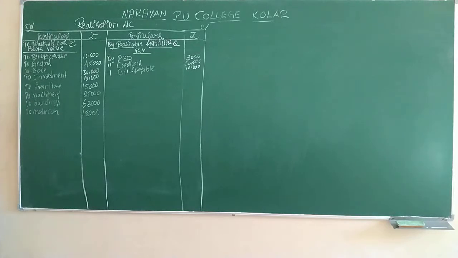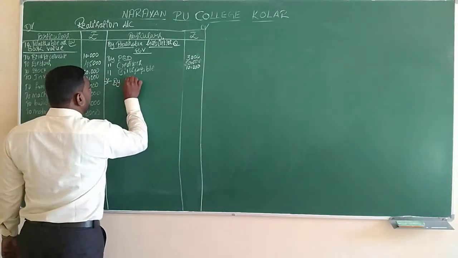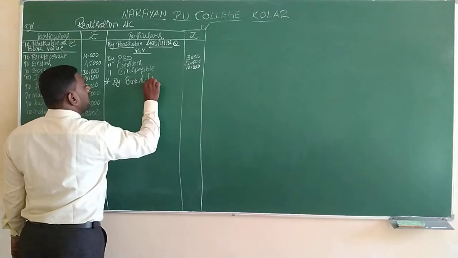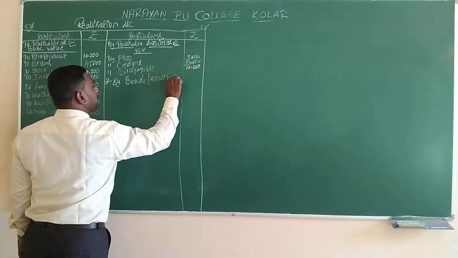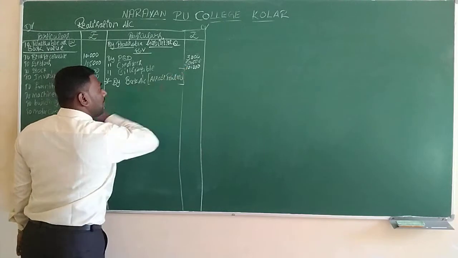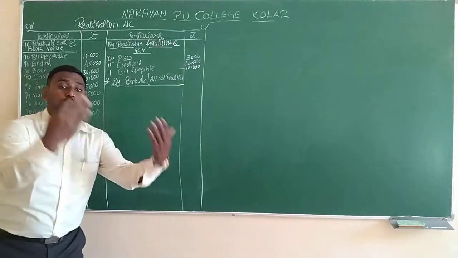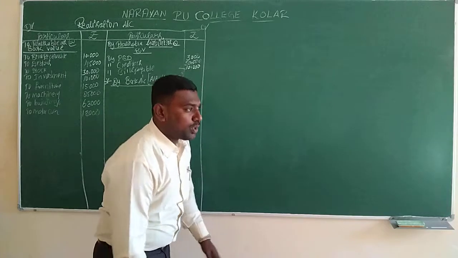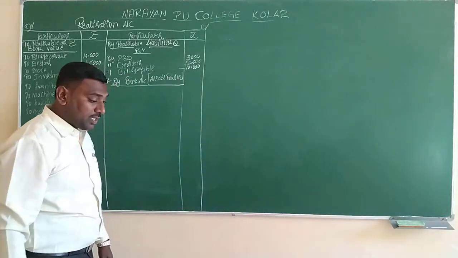Let's come to step number 3. Step number 3 always comes on the credit side. We will write by bank account, in brackets assets realized. Assets realized means assets sold. So we have to write the information available here. Which assets are we going to say?